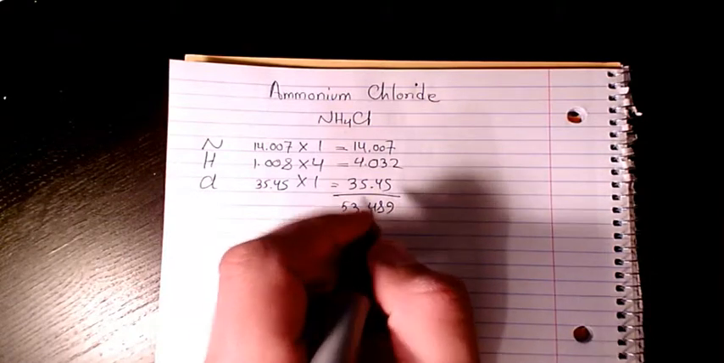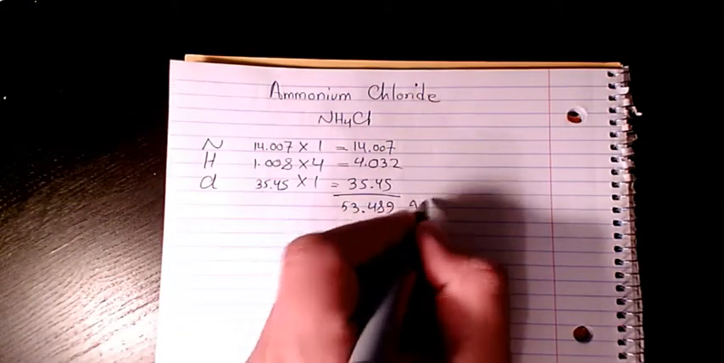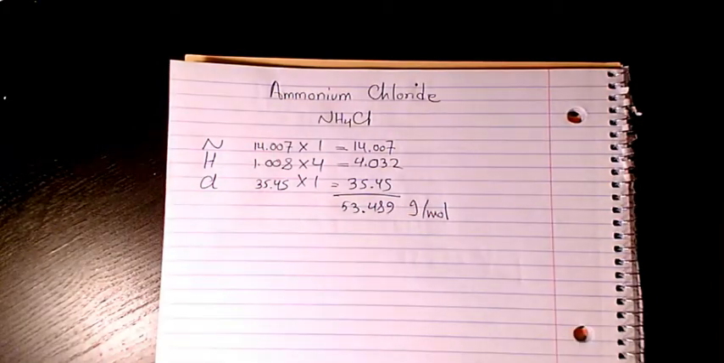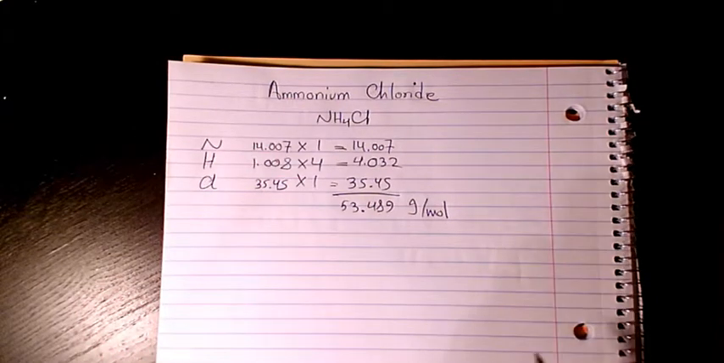And the unit is gram per mole. So 53.489 grams per mole is the molar mass or molecular weight of ammonium chloride.